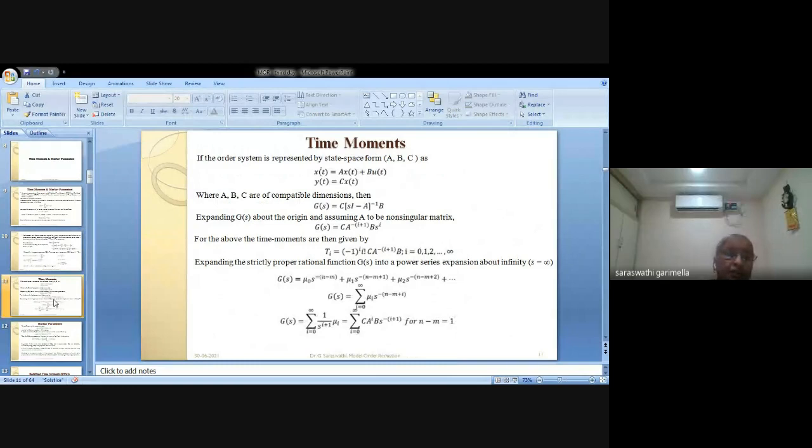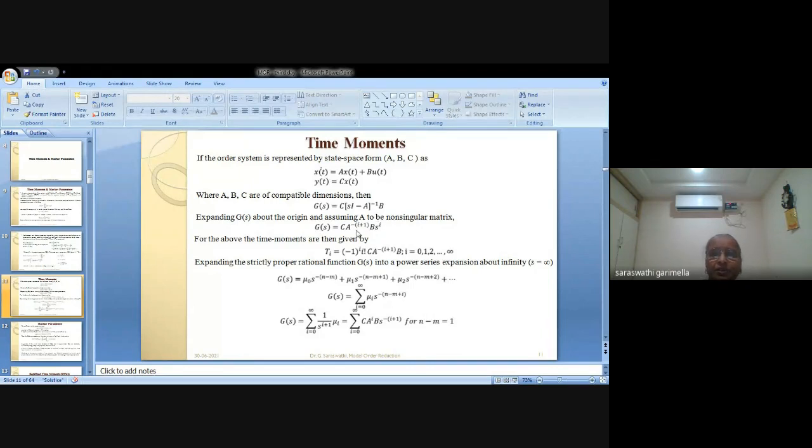Even in state space form, if the system is given, you can convert it into a transfer matrix G(s) equals C (sI minus A) inverse B, that we all know. This is the transfer matrix. Expanding about the origin, that is s tends to 0, you will get this expression.